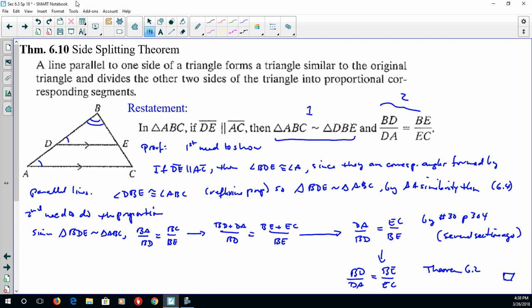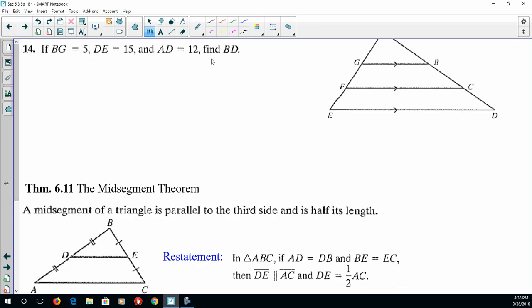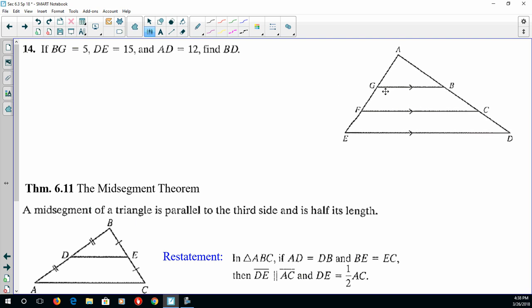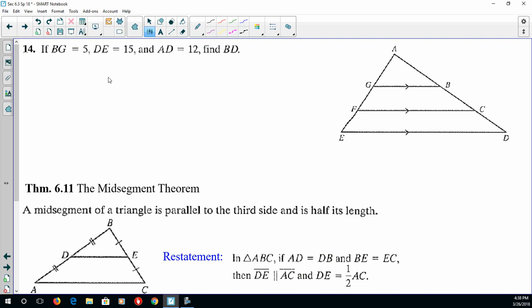Let's do an example. This is number 14 at the end of the section. Now what they've got here is this picture applies to 7 or 8 different problems. So there's more here in the picture than we're actually going to use. BG equals 5, so this is 5. DE equals 15. Lines with arrows on them mean that they are parallel. And AD equals 12. So 12 is the big side over here. We want to find BD. So FC is really not used in this problem at all.